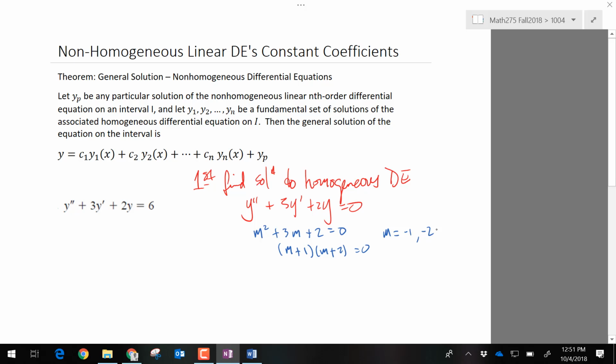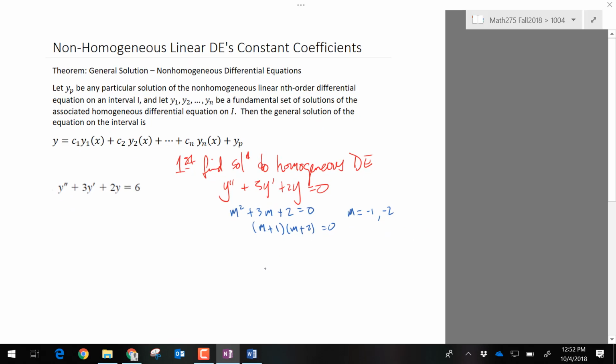And you know that in one of the three cases, this is the case where you have two distinct real roots. This is the first and easy case where your solutions are just e to one of those times x, and the other one is e to the other one of those times x. We'll not introduce c's yet. We'll just say y1 equals e to the minus 2x and y2 equals e to the minus x.